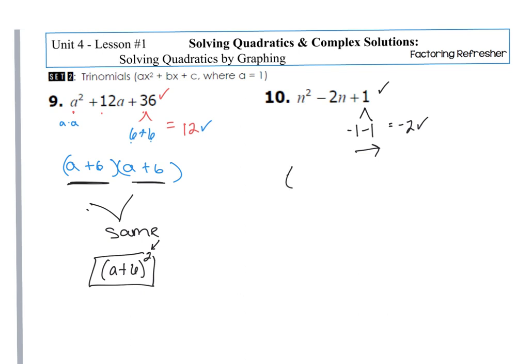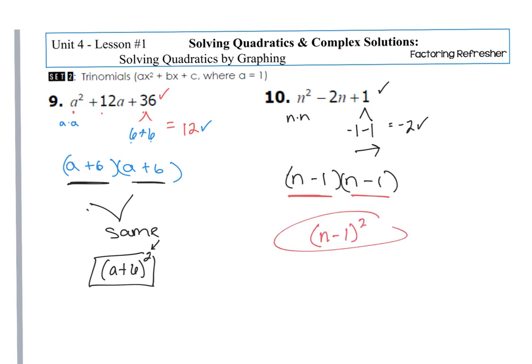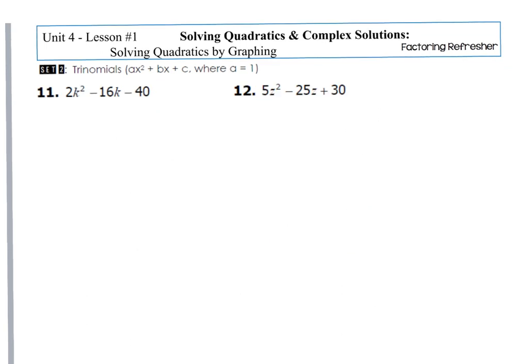So if we're dealing with n squared, that would be an n times an n. So we're putting one n in each set of parentheses, and minus 1, minus 1. Again, these factors, in other words what we have in the parentheses, are identical. So we have two of them, so 2 can be the exponent. We're going to say this is n minus 1 all being squared. Done.